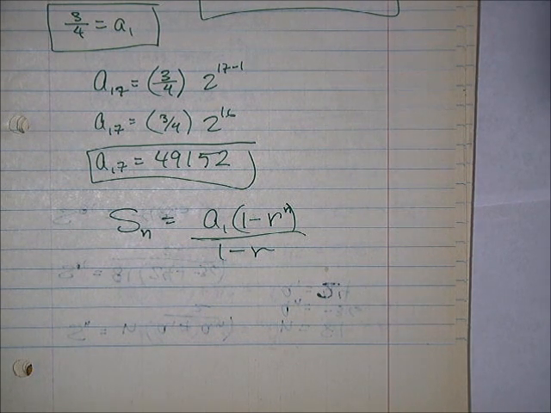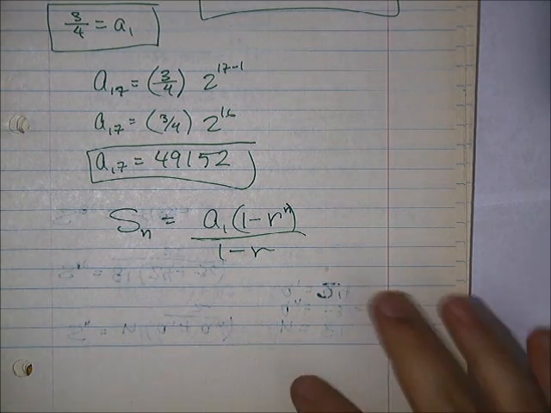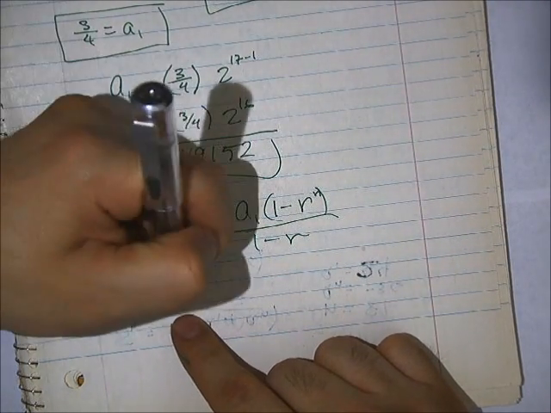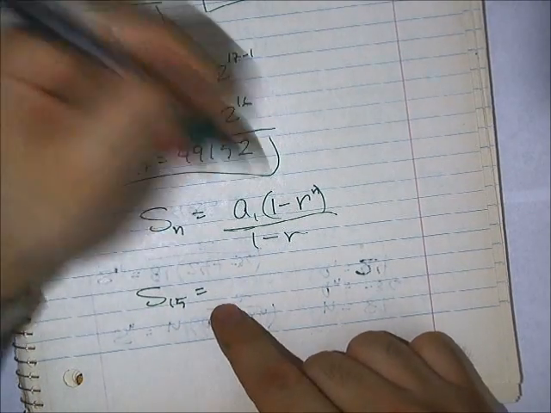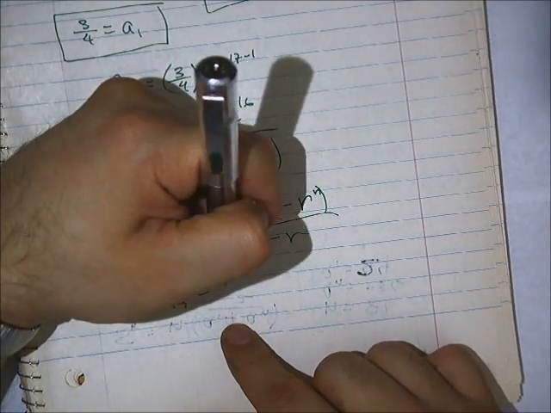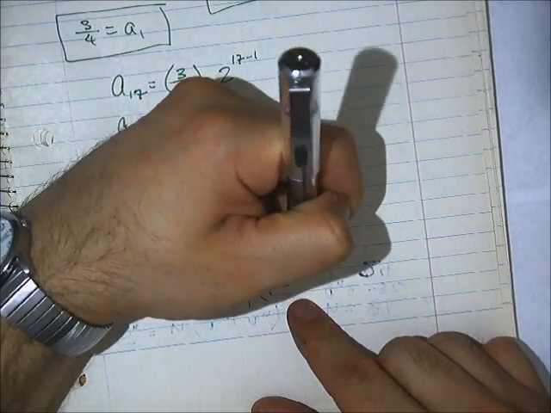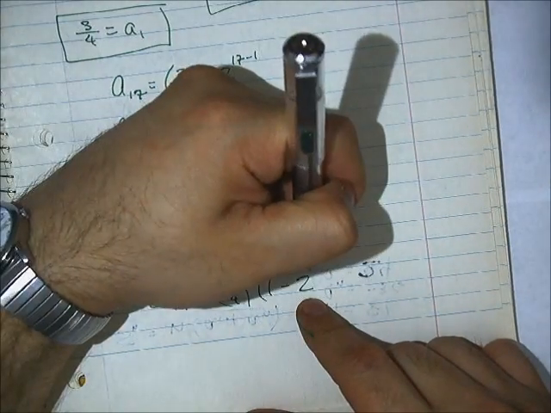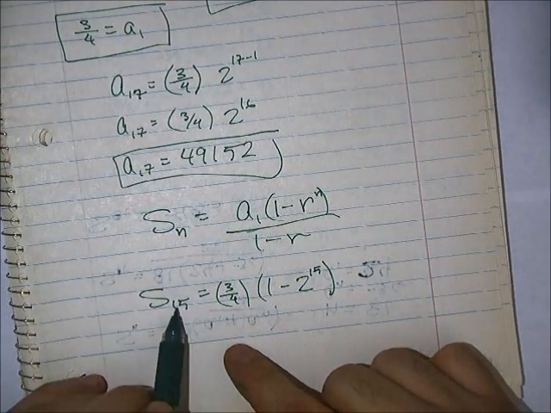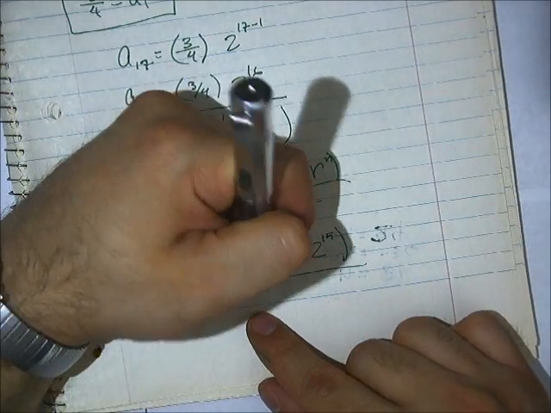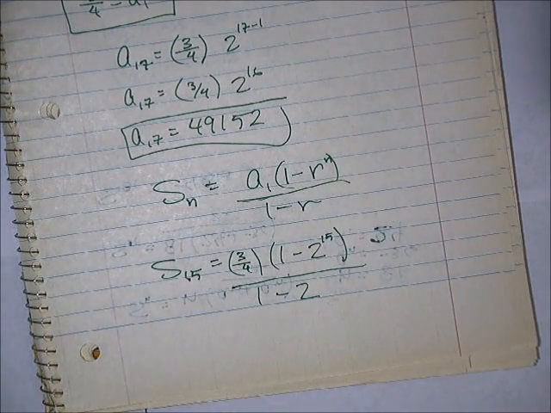Do we know what a sub 1 is? Yes. Do we know what r is? And how many terms are we looking to add up? So 15. What is a sub 1? So we have 3/4 times 1 minus 2 to the 15th power, because that n matches with that n, divided by 1 minus.